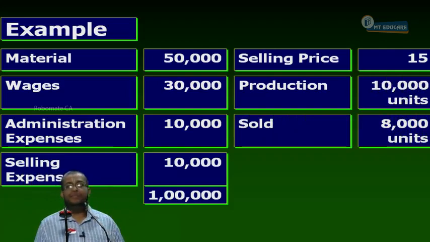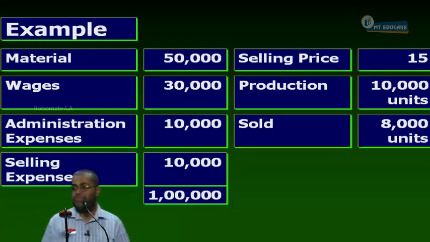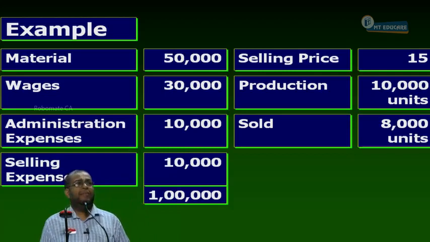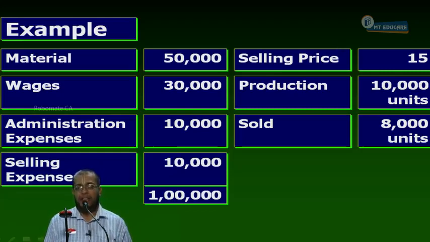Shall we start now? Okay, now. We have to calculate profit. Tell me whether I am right or wrong. Selling price how much? 15 rupees. How many units sold? 8,000. 8,000 into 15 is equal to how many rupees? 1,20,000. Income or sales is 1,20,000.